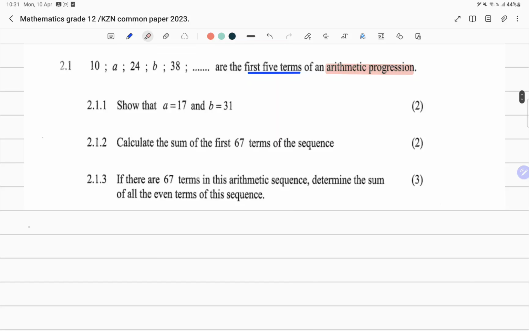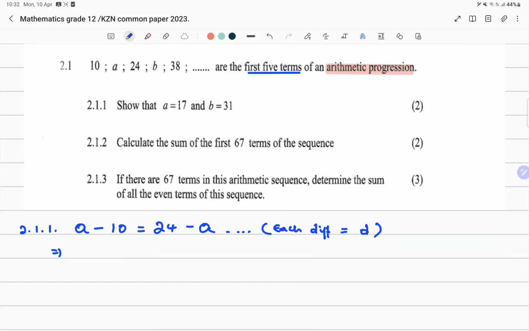That's easy. This is question 2.1.1. We know that if we take a minus 10, that should be the same as when we take 24 and subtract a, isn't it? The reason is that each difference is equal to the common difference, d. At times you don't want to say a complicated thing. In an arithmetic sequence, we have a common difference or a constant difference between any two consecutive terms. Anyway, we move on.